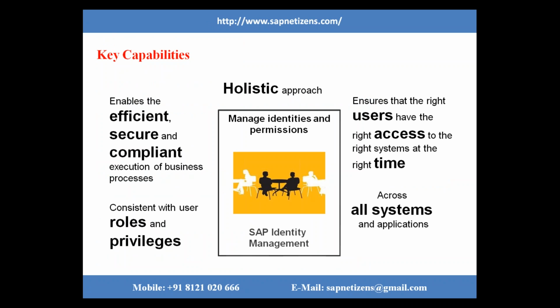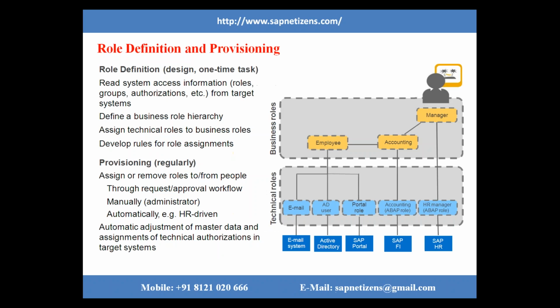Next, let's focus on the key capabilities of SAP IDM. It enables the efficient, secure, and compliant execution of business processes. Here the view is a holistic approach, where it deals with the different premises like managing identity premises. It enables efficient, secure, and compliant execution of business processes, consistent with the user's roles and privileges, and ensures that the right user has the right access to the right system at the right time, across all systems and applications.